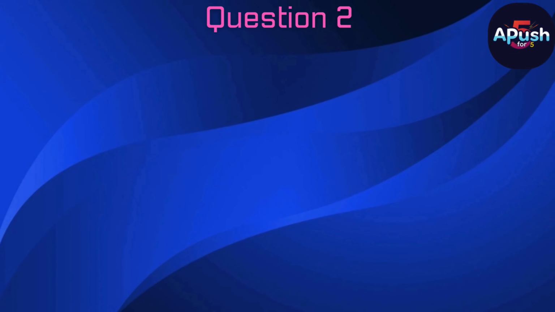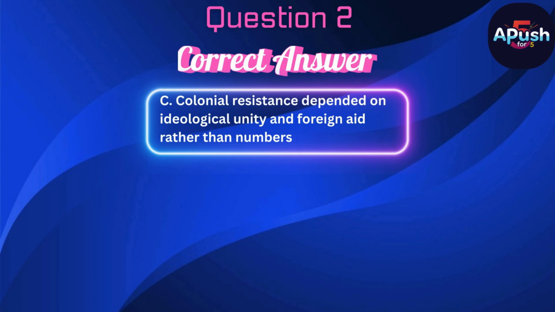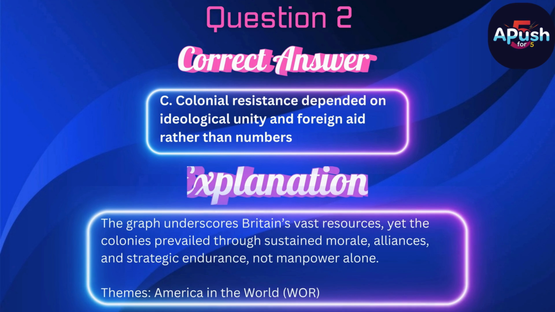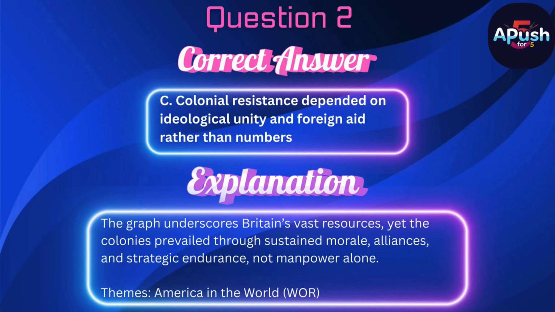The correct answer is C. Colonial resistance depended on ideological unity and foreign aid rather than numbers. The graph underscores Britain's vast resources, yet the colonies prevailed through sustained morale, alliances, and strategic endurance, not manpower alone.